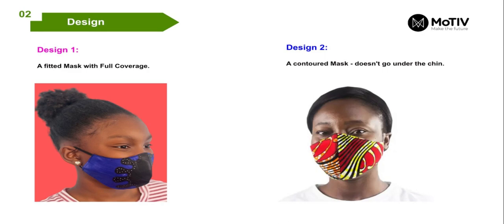A contoured mask is covering right from the nose piece, but it doesn't cover all the way to underneath the chin. It's not flat. It has the curves around the nose area right here, but right underneath the chin, it doesn't go all the way there. So that's what we call a contoured mask.